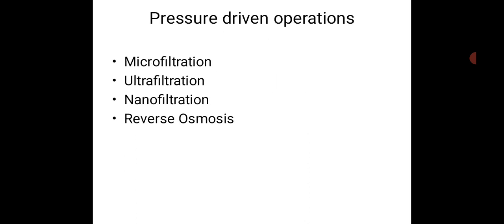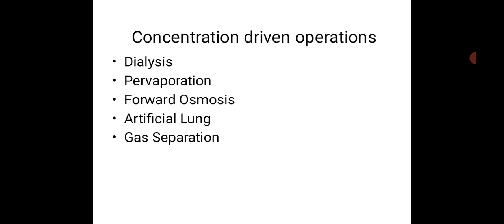The examples for pressure driven operations are microfiltration, ultrafiltration, nanofiltration, and reverse osmosis. The concentration driven operations are classified into dialysis, pervaporation, forward osmosis, artificial lung, and gas separation. Then operation in an electric potential gradient is electrodialysis, membrane electrolysis, electrodeionization, electrofiltration, and fuel cell. Finally, the operation which operates on a temperature gradient is classified as membrane distillation.